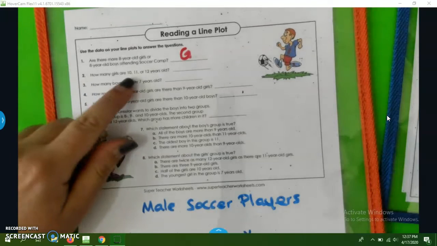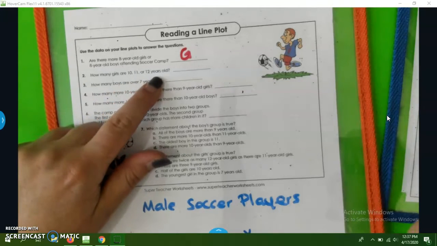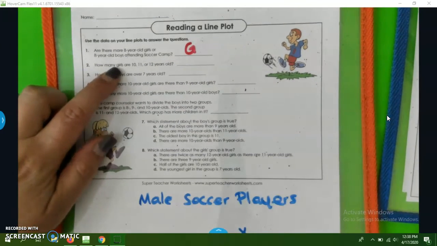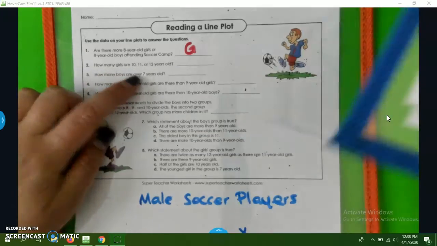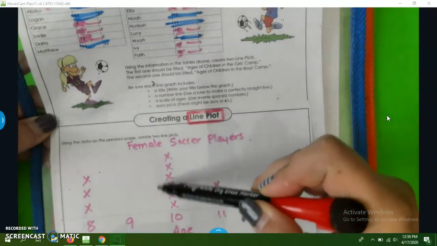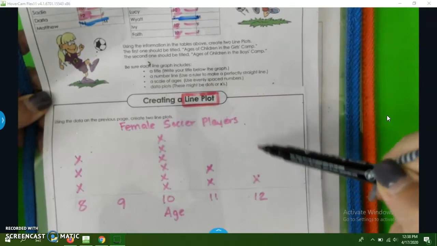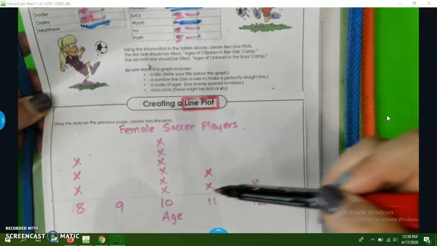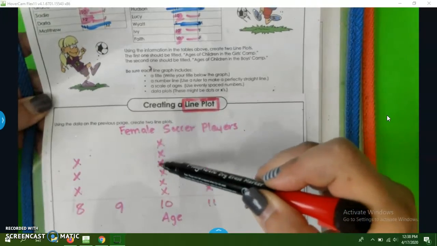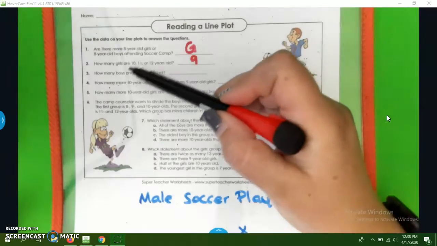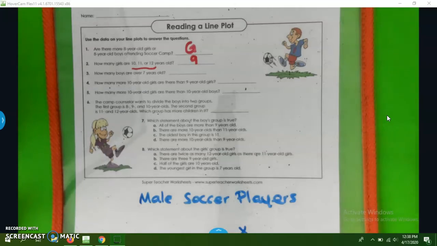Now, how many girls are 10, 11, or 12 years old? This is going to tell us to go to our girls line plot and to really look at only the 10, 11, and 12-year-old group. So for that question, I'm going to only look right here on my line plot, and I'm going to see that there are 1, 2, 3, 4, 5, 6, 7, 8, 9. 9 girls that are of any of those ages.